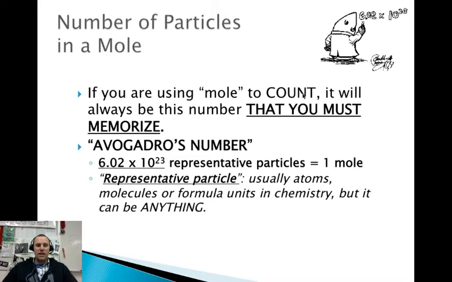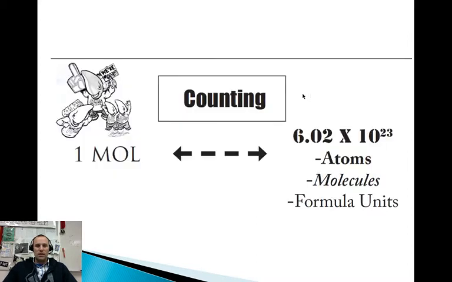If I said how many representative particles of iron do you have, your answer would be if you have 1 mole, I have 6.02 times 10 to the 23rd atoms of iron, because atoms is the representative particle for iron. Okay, so this is what I was talking about right here. If you have 1 mole, that's equal to 6.02 times 10 to the 23rd, either atoms, molecules, or formula units. You choose one based upon what substance you're talking about.